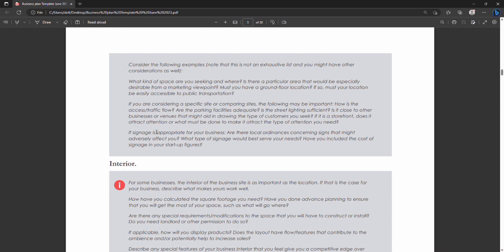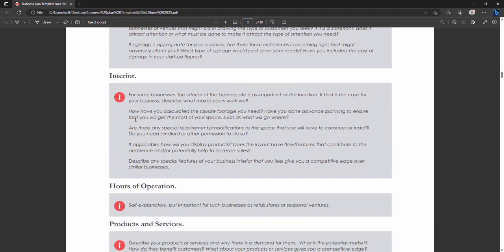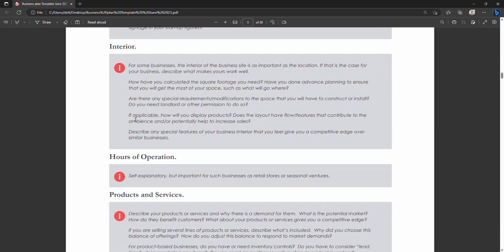After your location, we are looking at the interior. Yes, the interior matters when it comes to some businesses. The interior matters, and we need to talk about it. Businesses like photography studios, mushroom cultivation, also businesses like poultry farming. All these businesses require good interior. Let me talk of mushroom cultivation. You need a greenhouse. Yes, you need a greenhouse. So describing the interior of your business matters.